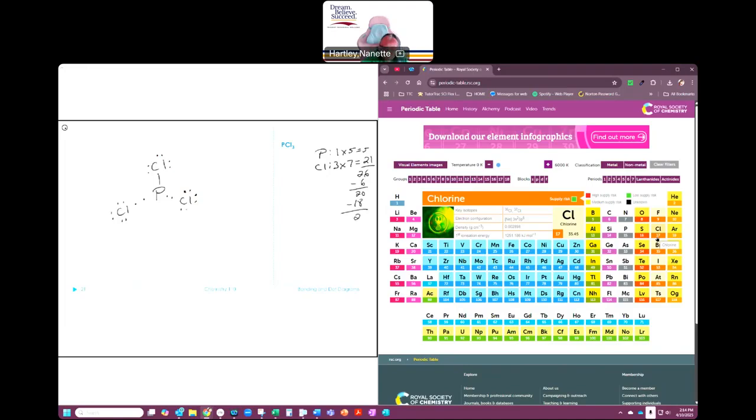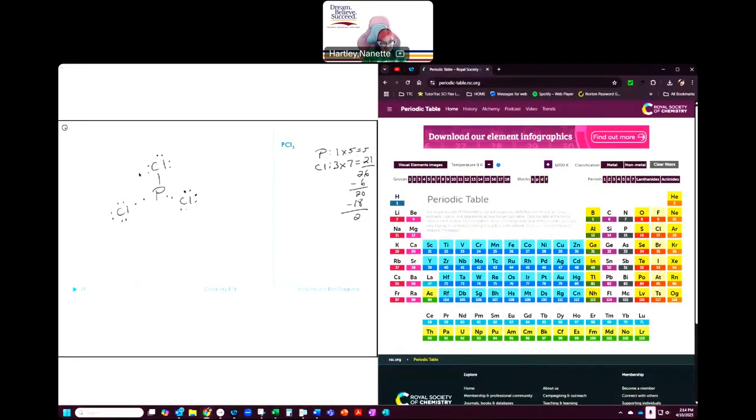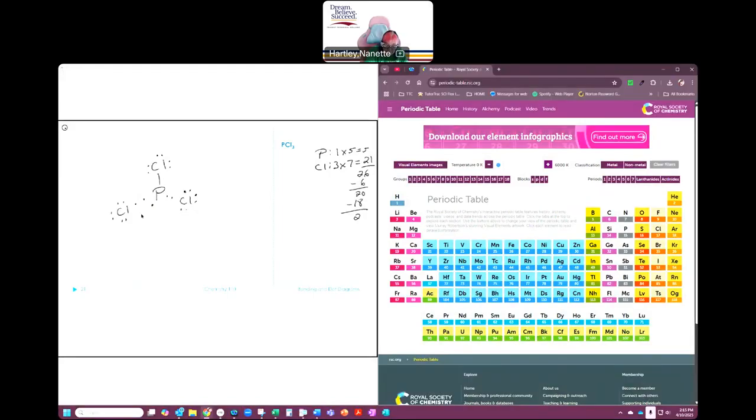And that leaves me with 2. So 18 were taken up by fulfilling the octets on those, and then there are 2 left over that go on my central atom. Okay, so 2 left, and I put those on my central atom, right there. That's because I have 2 left, and they have to go somewhere.